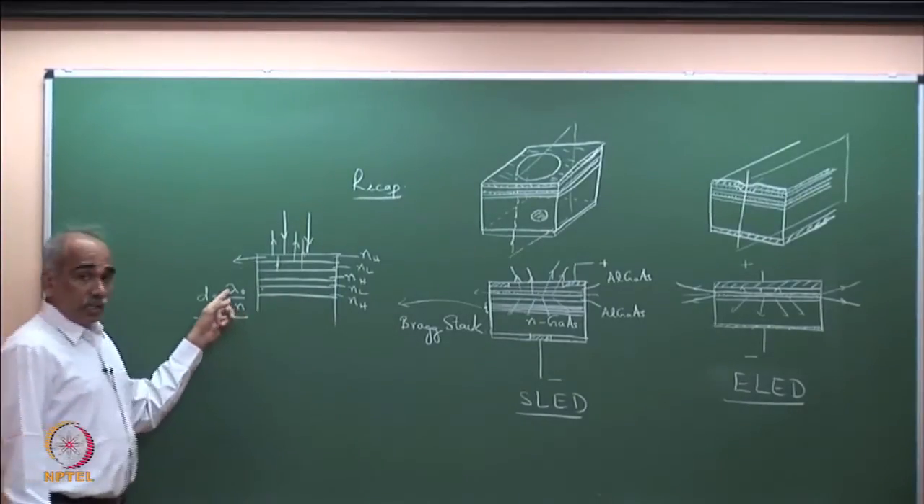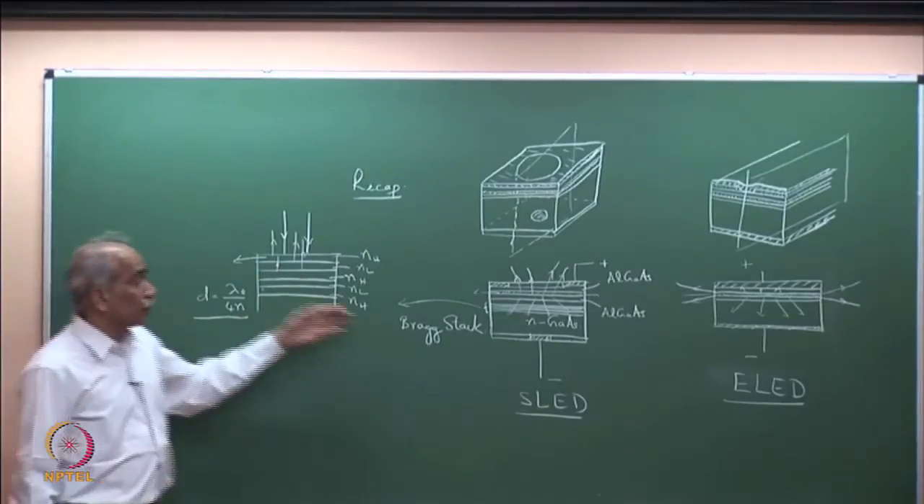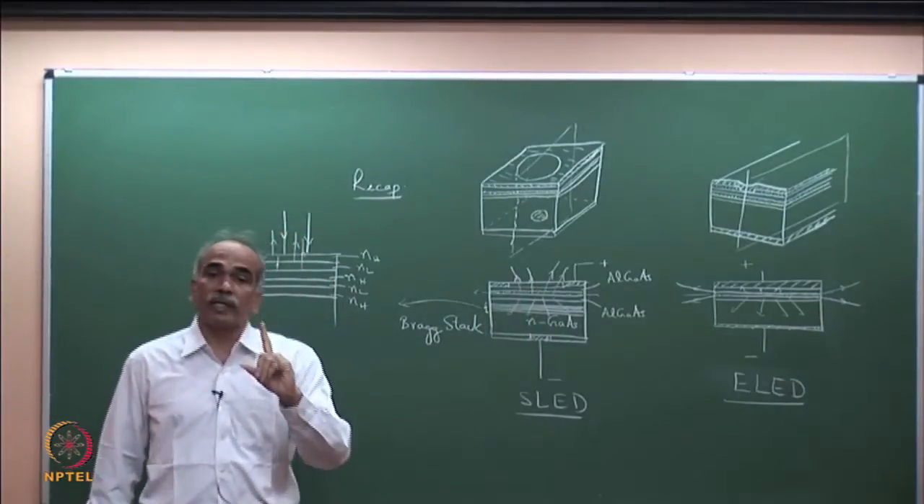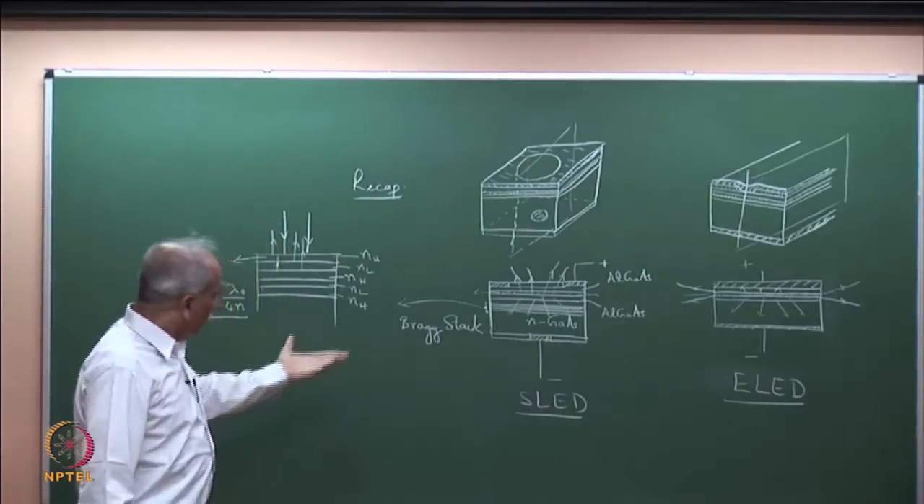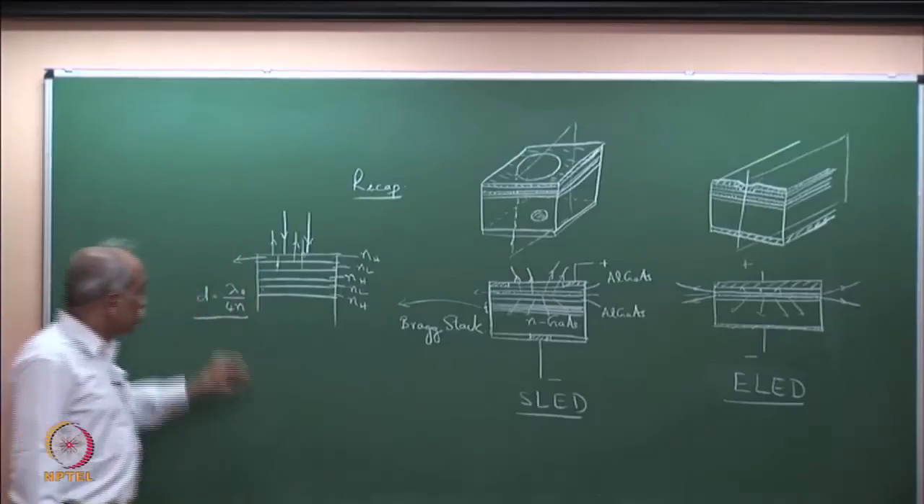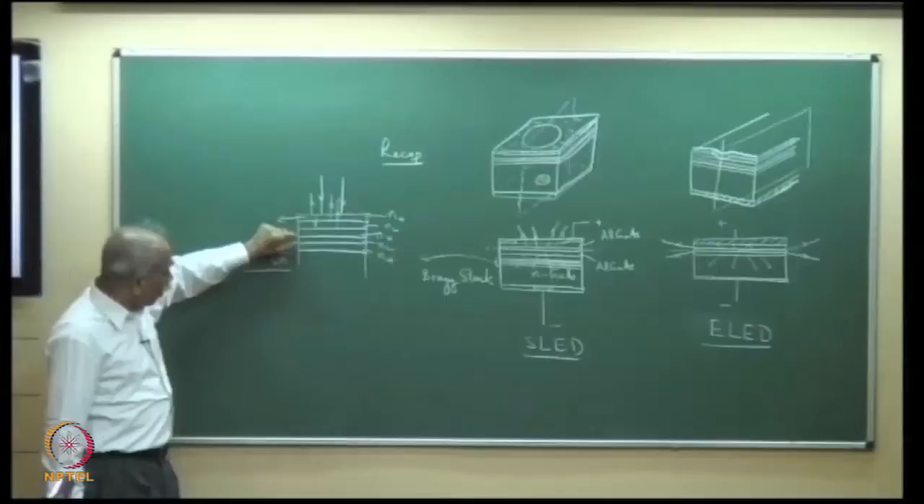This is for a particular wavelength. You can make a range of wavelengths, because we know that light emitted from an LED is not monochromatic at one wavelength. There is a range of wavelengths which is emitted, and you can make this stack reflecting for a range of wavelengths by chirping the period, by choosing d of it.